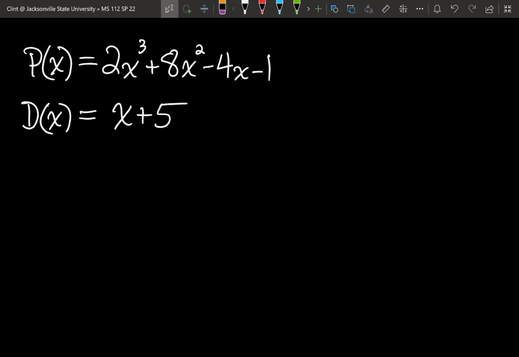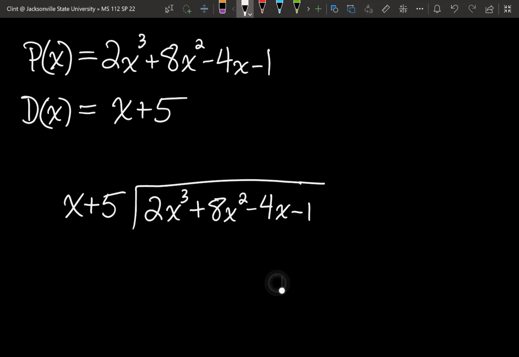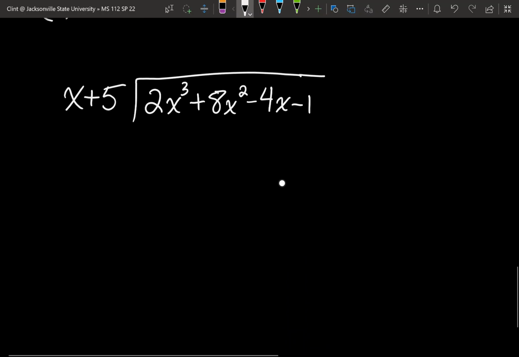So if we're setting up our division, x plus 5 is going to be the one that goes out front. We've got our division symbol. And we'll put the other one under there. So, same process.